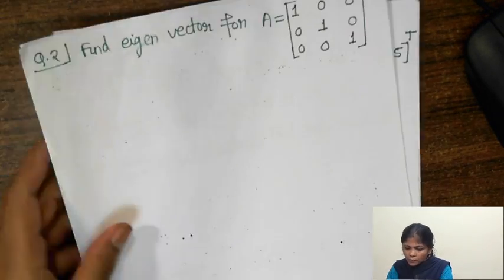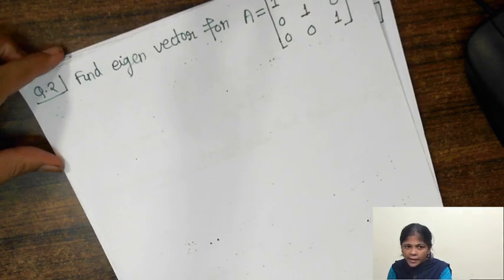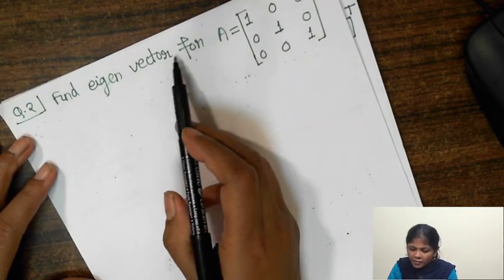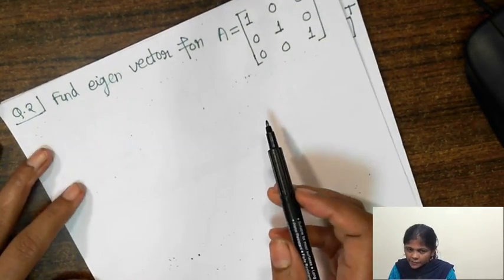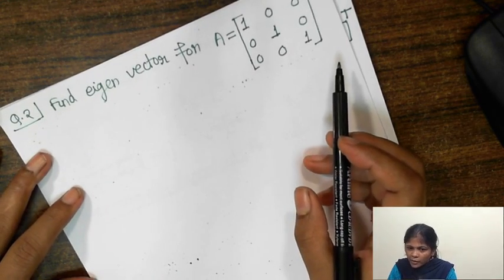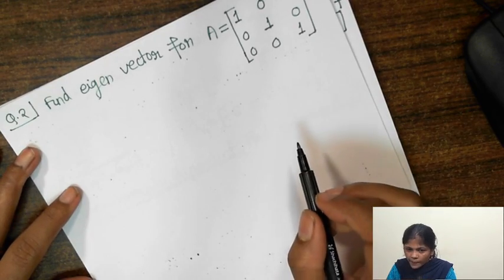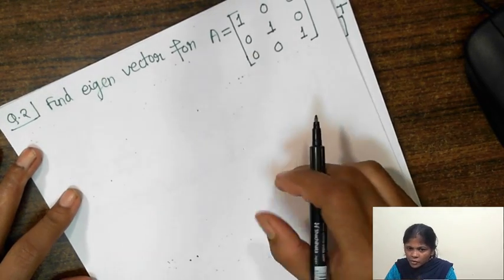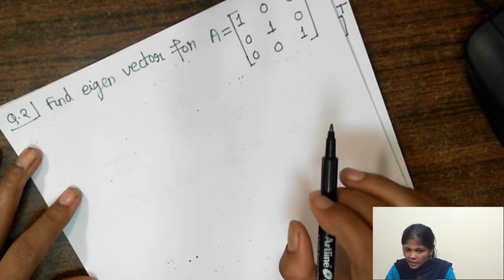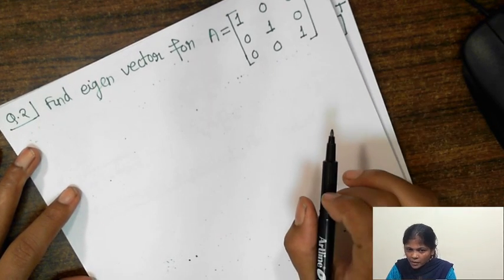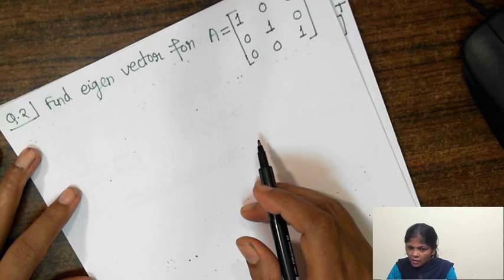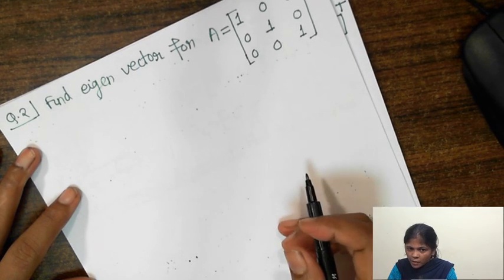Let us have the second example. What is the second example? Find the eigenvector for this matrix. Just now I told you the eigenvalue of the identity matrix is always 1. As it is of order 3 by 3, all eigenvalues will be 1, 1, 1. This is according to the property, right?